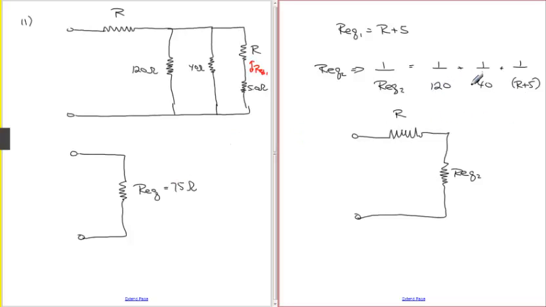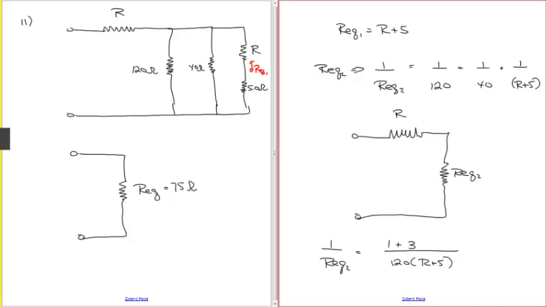So what we can do is find a common denominator for the right-hand side, because we need to solve for REQ2. The common denominator would be 120 times R plus 5. The reason we don't have to use 40 is because 40 times 3 is 120. So we'd end up with 1 from the first fraction, 1/120th, plus 3/120ths, which would be 1/40th.